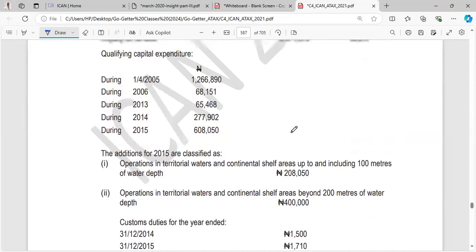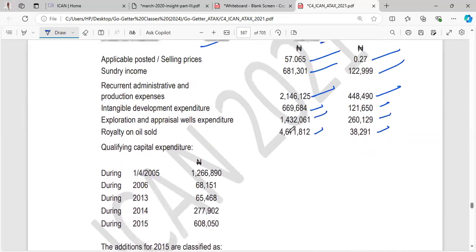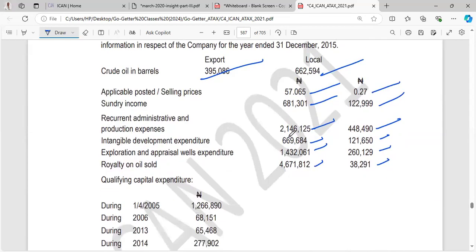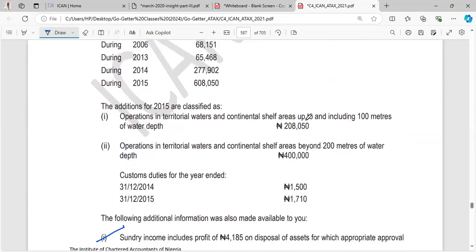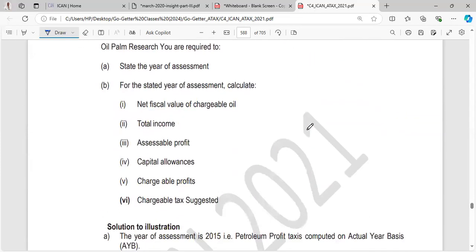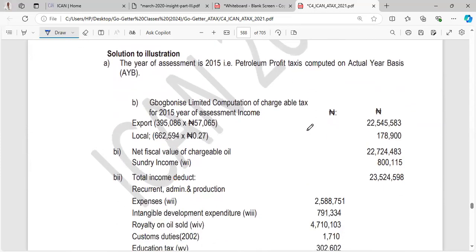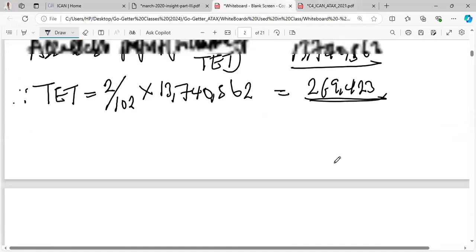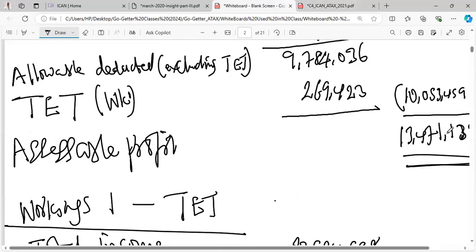I will not take the answers as being correct because everything we've done here, we've taken it from this question. So I don't know where that one was coming from. So we'll leave that one as it is. We have our assessable profit as this. This is our assessable profit.